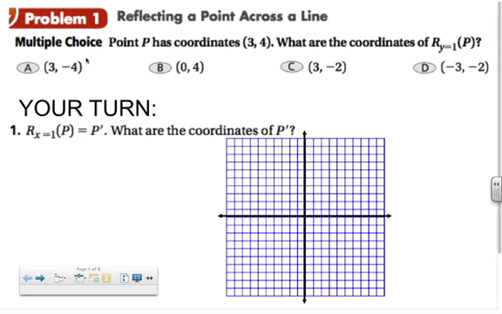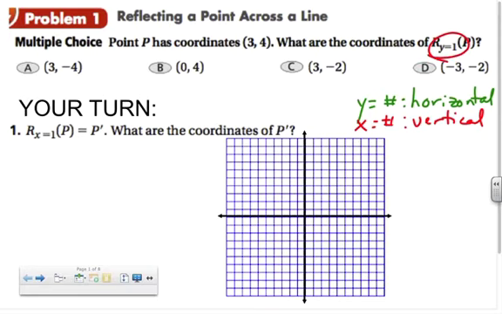Problem 1 in your notes, I'm taking point P and reflecting it over the line y equals 1. What you need to realize is that when you have an equation y equals a number, that's a horizontal line, whereas when the equation is x equals a number, that is a vertical line. This one, therefore, is a horizontal line passing through 1 on the y-axis.